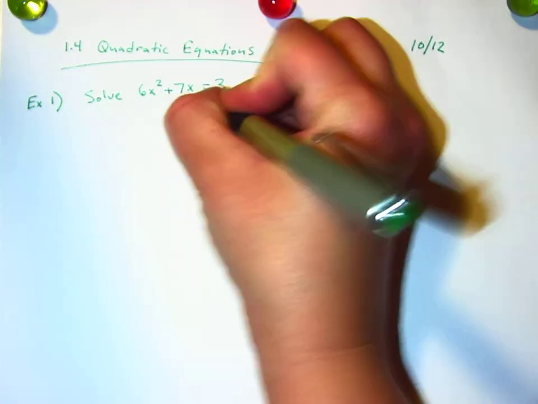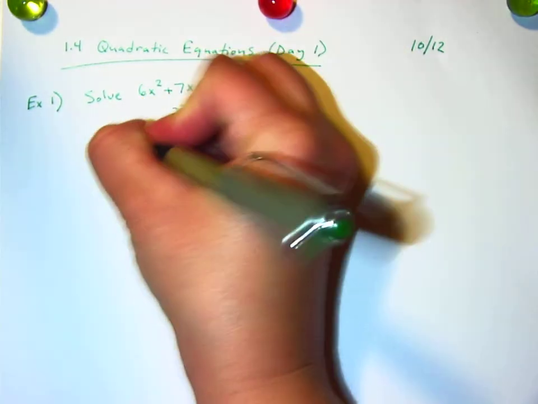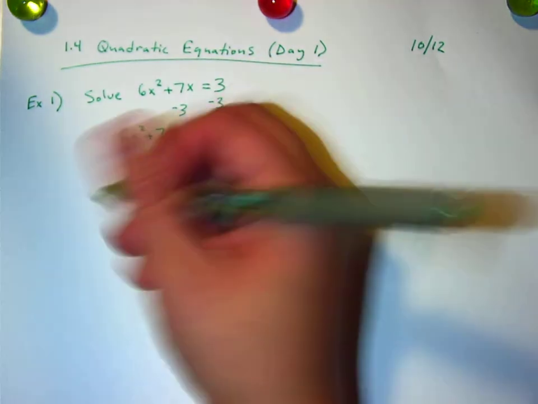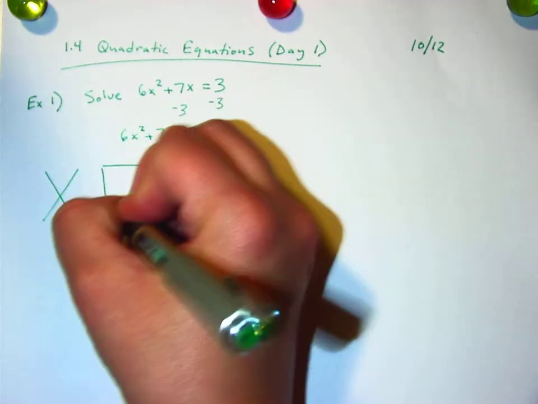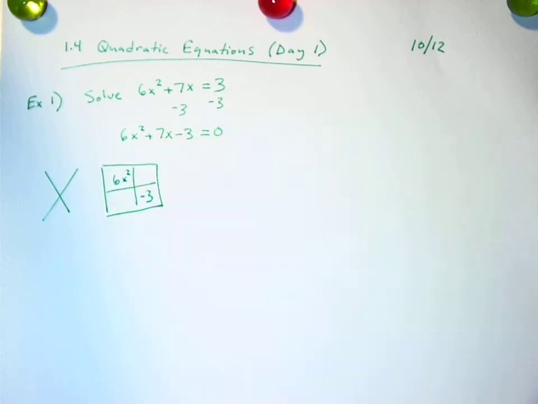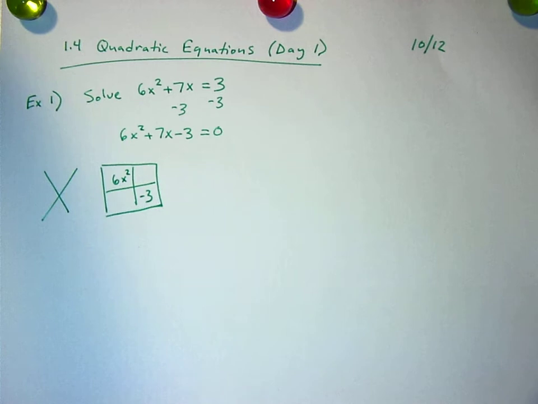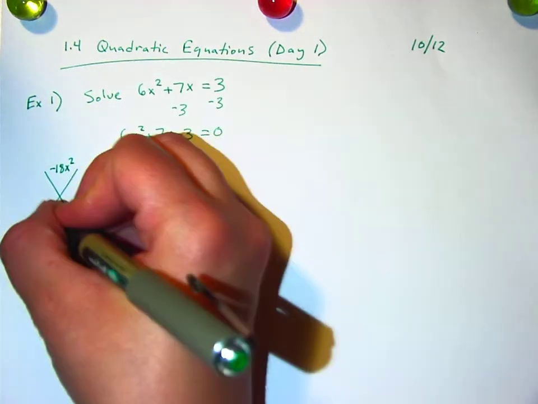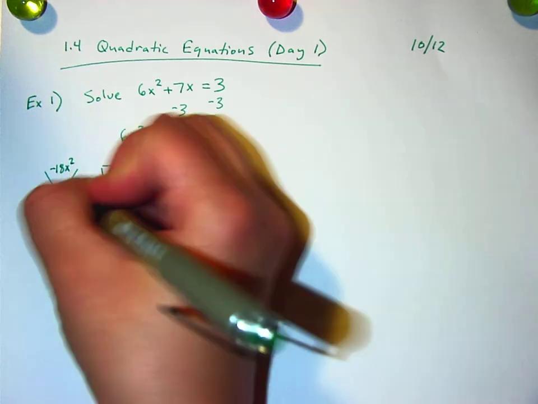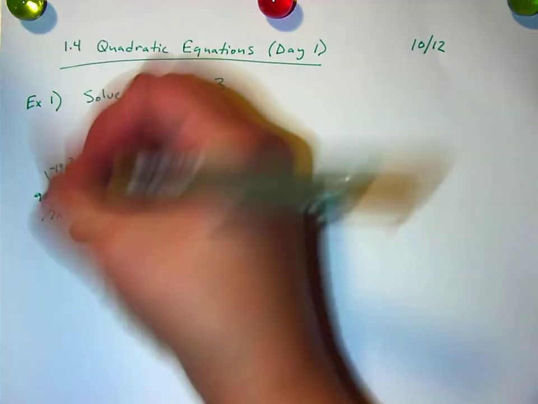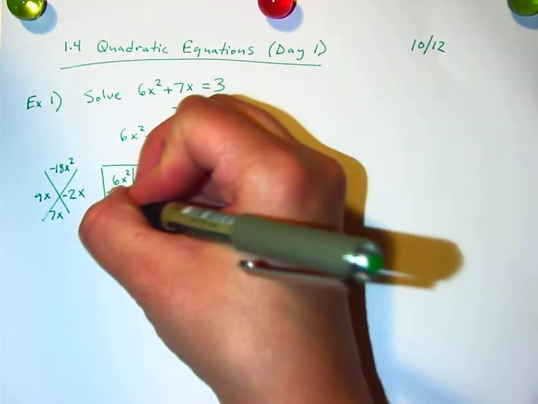Okay, so I'm going to subtract 3 from both sides, and then I get 6x squared plus 7x minus 3 equals 0. And then I'm going to factor that left side, and I'm going to use an x box. So let's see, 6x squared, negative 3. They multiply to get negative 18x squared and add to get 7x. So that's going to be 9x and 2x. One of them has to be negative, so negative 2x, 9x.